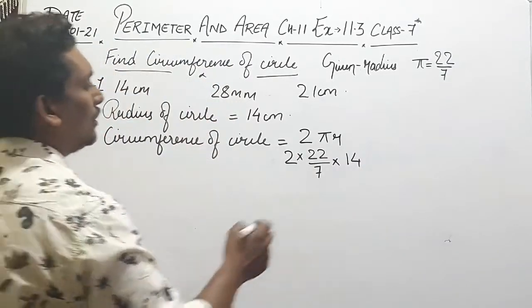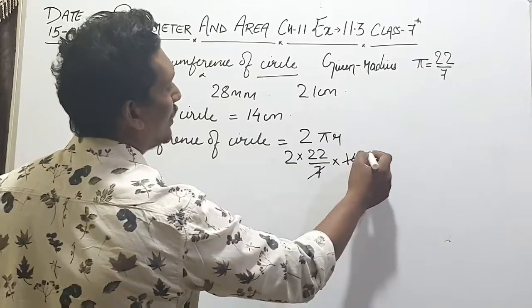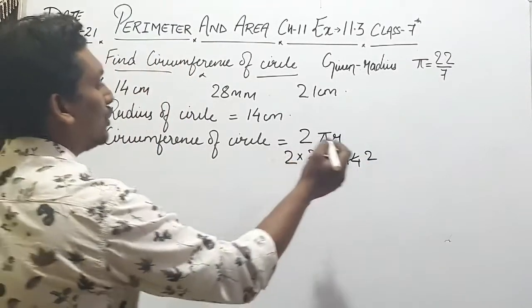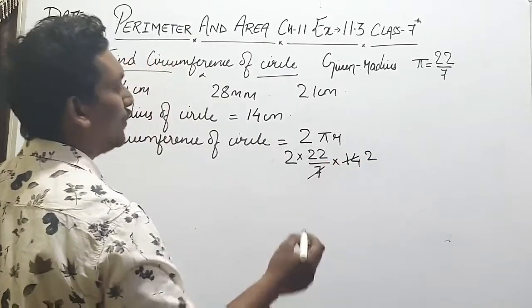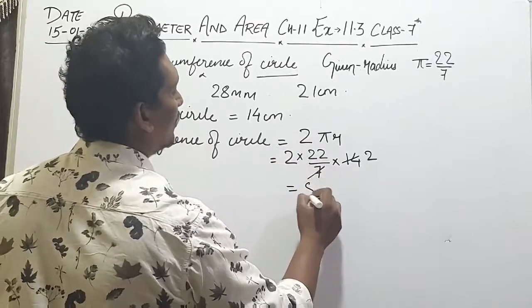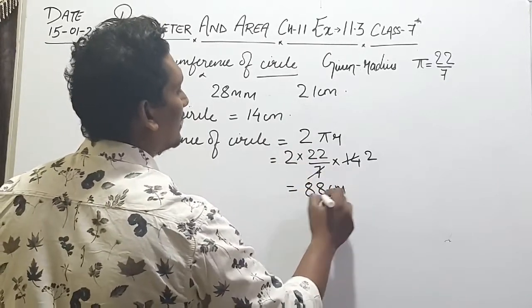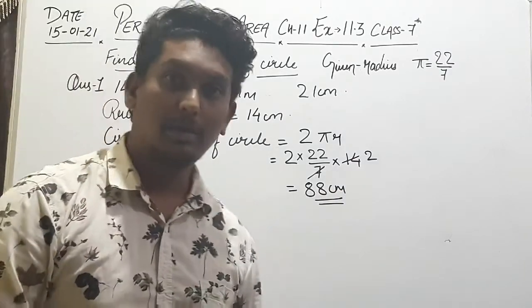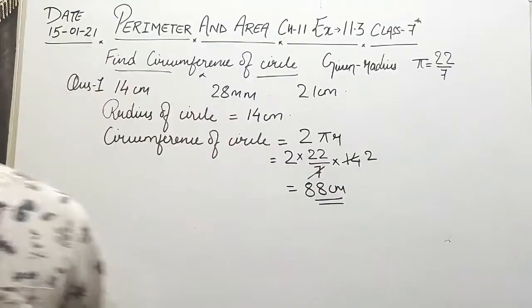Just cut this 7 and 14, you will get 2 here. So 2 into 22 is 44, and 44 into 2 is 88. So 88 centimeter is the first answer. Hope it is clear to you. Just go through it.